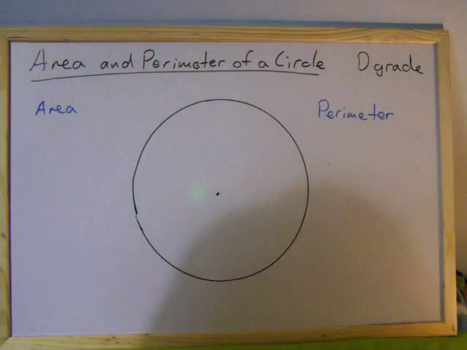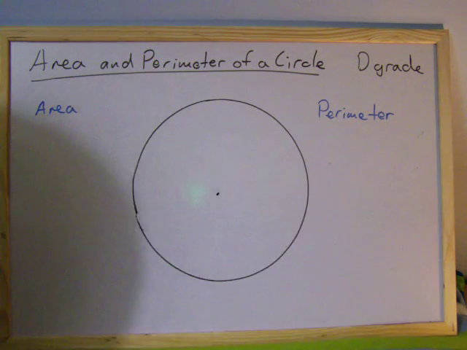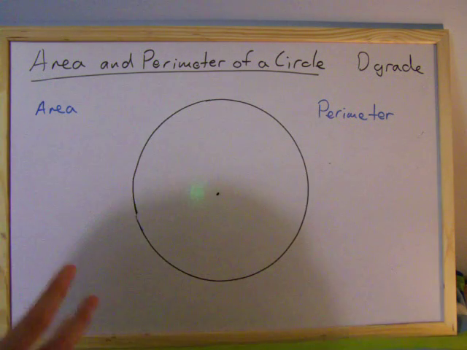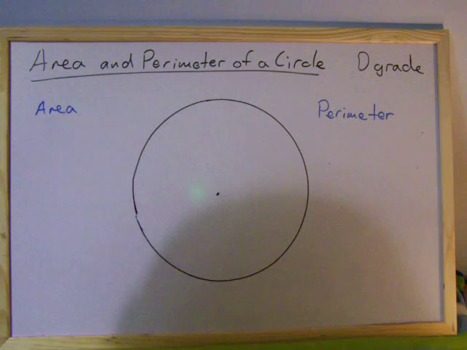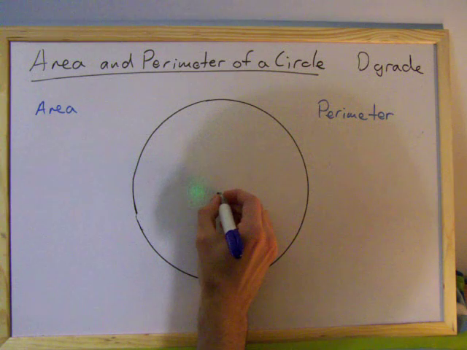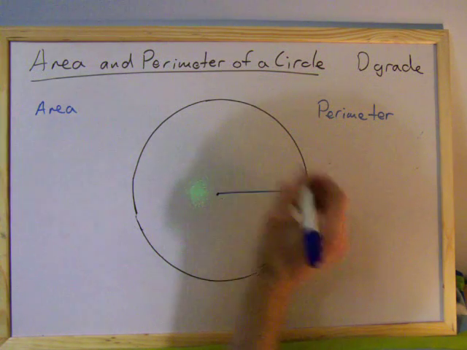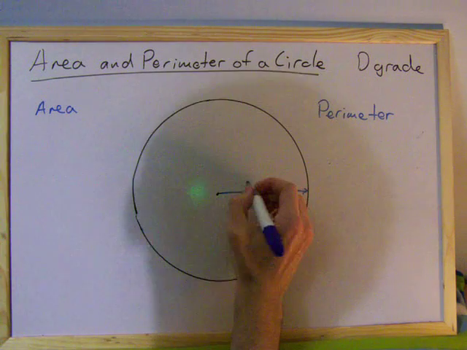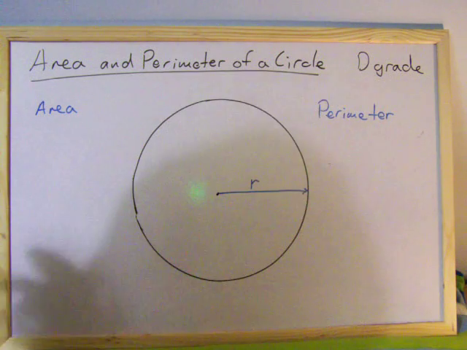Right then, calculating the area and perimeter of a circle. As soon as you see a circle, the one thing you should be looking for is the radius. It's the one dimension a circle has that you can use. The radius is the distance from the centre of the circle to its circumference, or the edge. I'll just use it as R here.